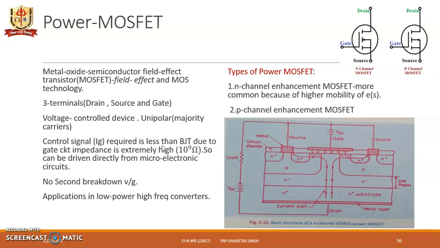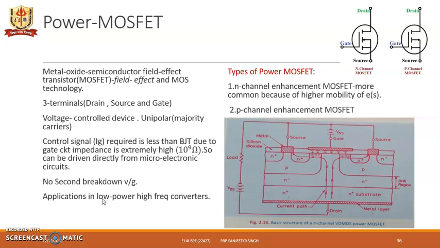The control signal required is lesser than that of the BJT, and this is because the gate circuit impedance is extremely high, and it could be of the order of 10 raised to 9 ohms. Since the impedance is extremely high, it can be driven directly from microelectronic circuits, and there is no problem of secondary breakdown like in the power BJT.